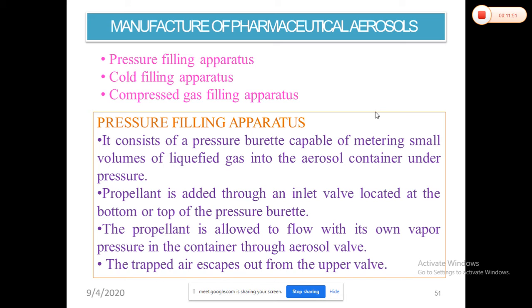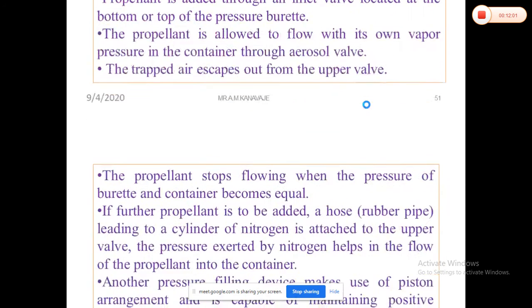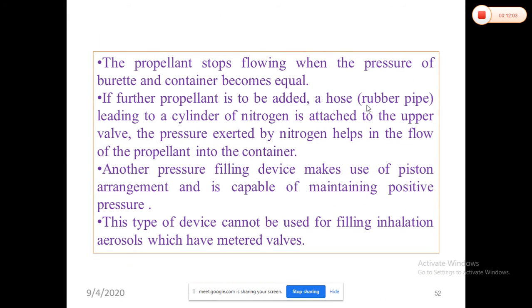So suppose excess amount of air is trapped, that can be escaped out from the upper wall. Then the propellant stops flowing when the pressures of the burette and the container become equal.